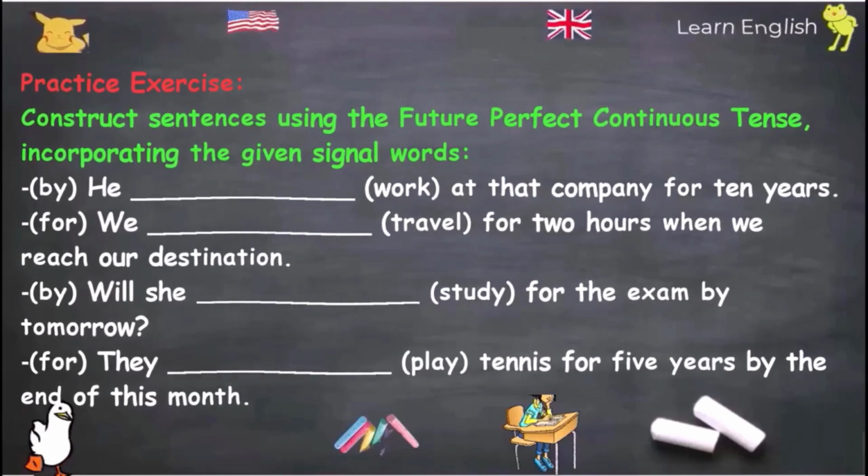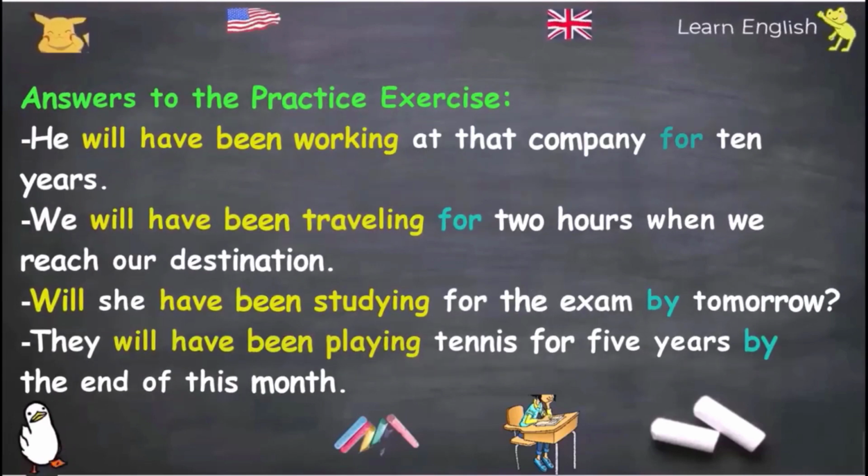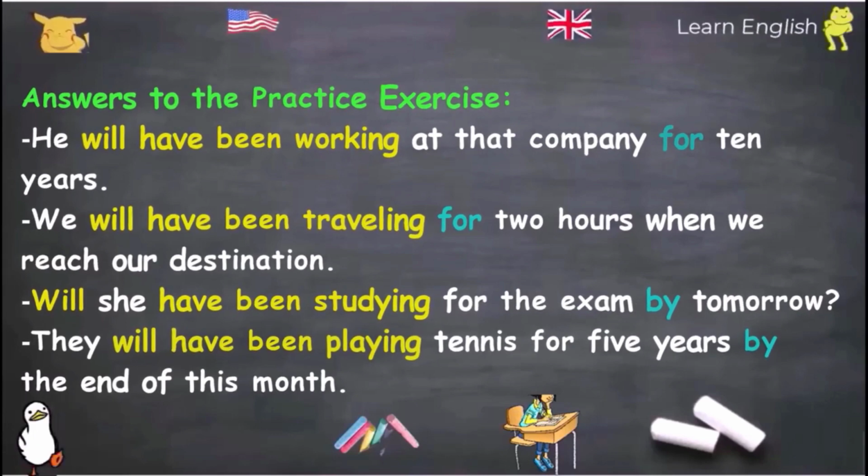By, will she study for the exam by tomorrow? For, they play tennis for 5 years by the end of this month. Answers to the practice exercise. He will have been working at that company for 10 years. We will have been traveling for 2 hours when we reach our destination.